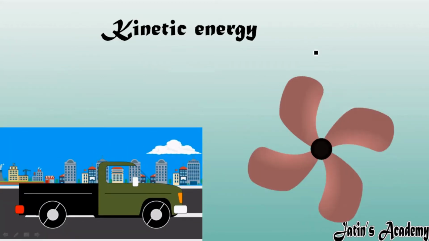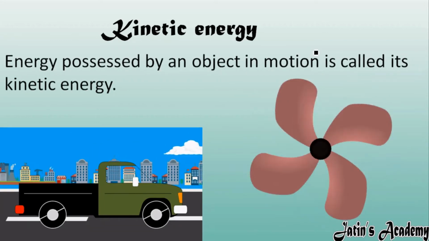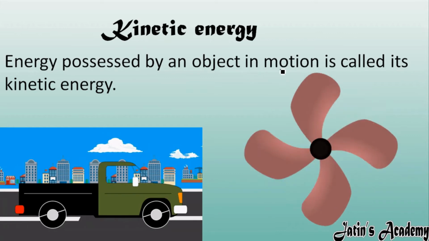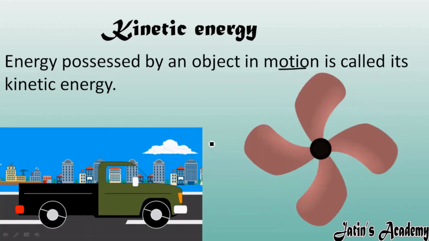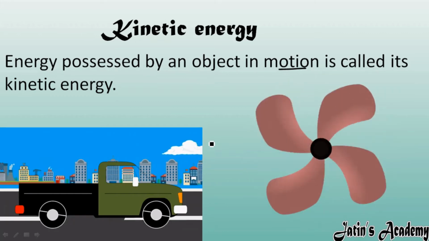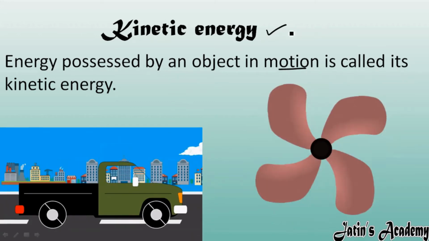Next we have the next type of energy, that is kinetic energy. So what do you mean by kinetic energy? Energy possessed by a body or an object in motion. Whenever any object is in motion, or it is moving or changing its position, that object has which energy? That object has kinetic energy.